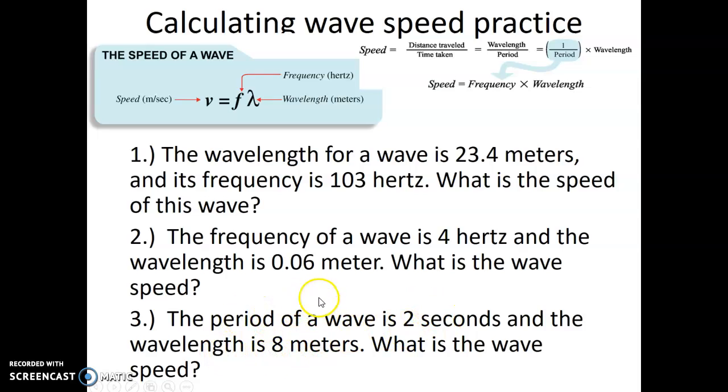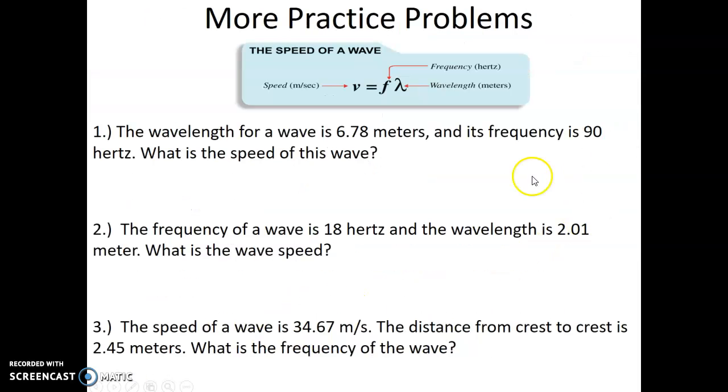Remember, period is the uppercase letter T. So the frequency would be 1 divided by 2. So your frequency would be 0.5 hertz. And then your wavelength, they told you, is 8 meters. So the speed of this wave would be 4 meters per second. If you're needing to review the formulas from last week for either the frequency or the period, you can always reference last week's notes on this.